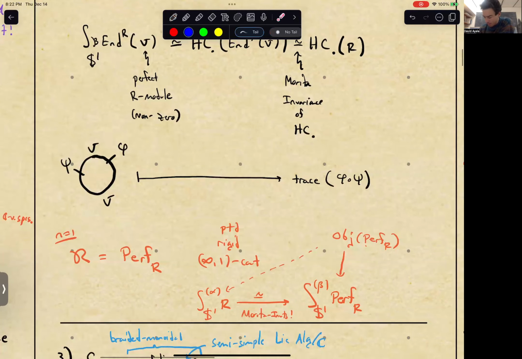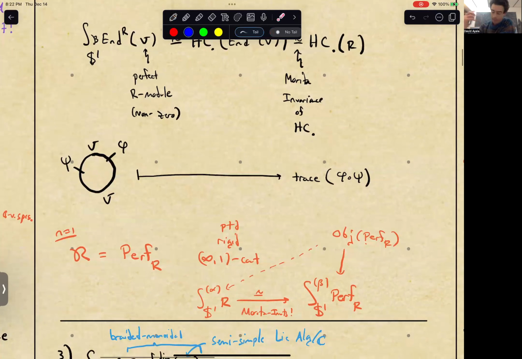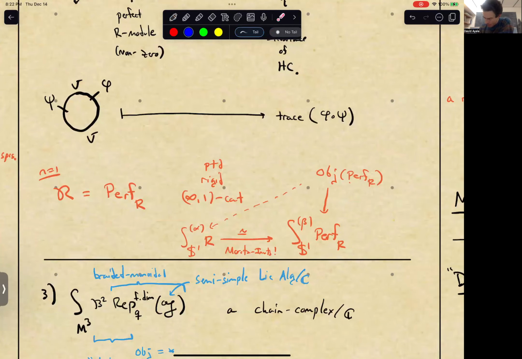Here's an example where truly the beta theory is necessary. This is, now that I'm looking at it, a little bit cluttered.